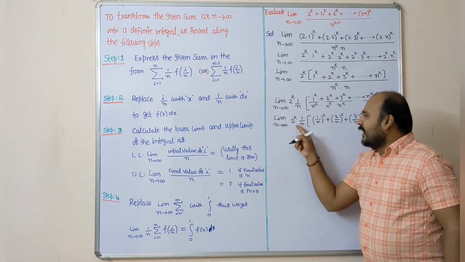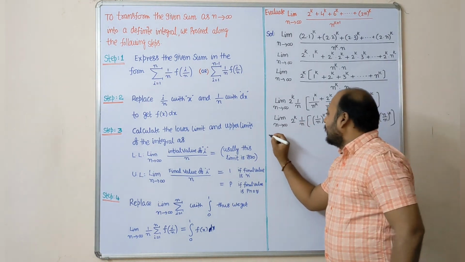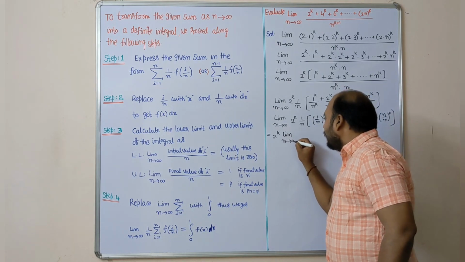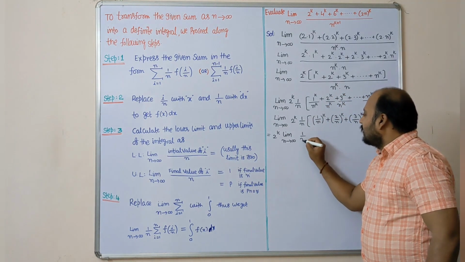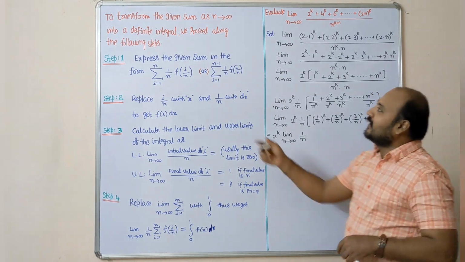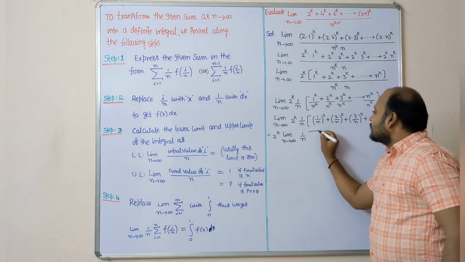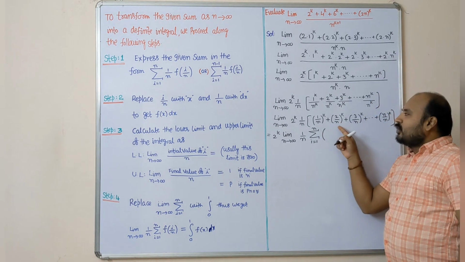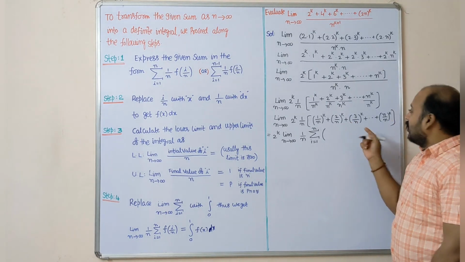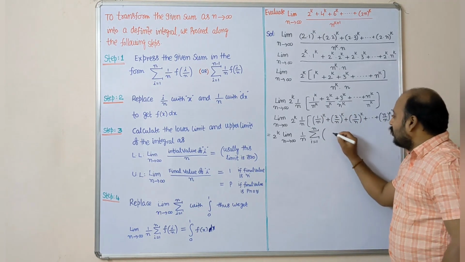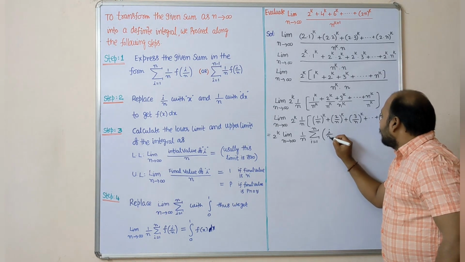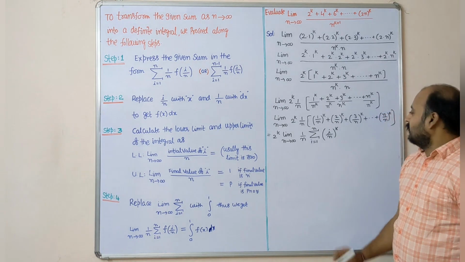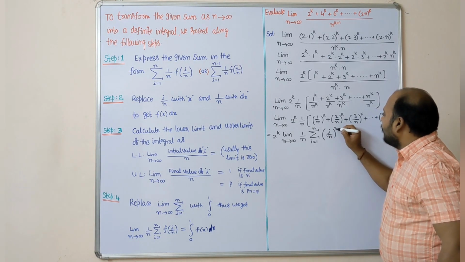As n tends to infinity, 2^k is constant, so we can take it outside. 2^k, limit n tends to infinity, 1 by n. This bracket value I am writing as a summation. Sigma i equals 1 to n, 1 by n, 2 by n, 3 by n and so on n by n, no? So 1, 2, 3 and so on, in terms of i I want to write it: (i by n) whole power k.